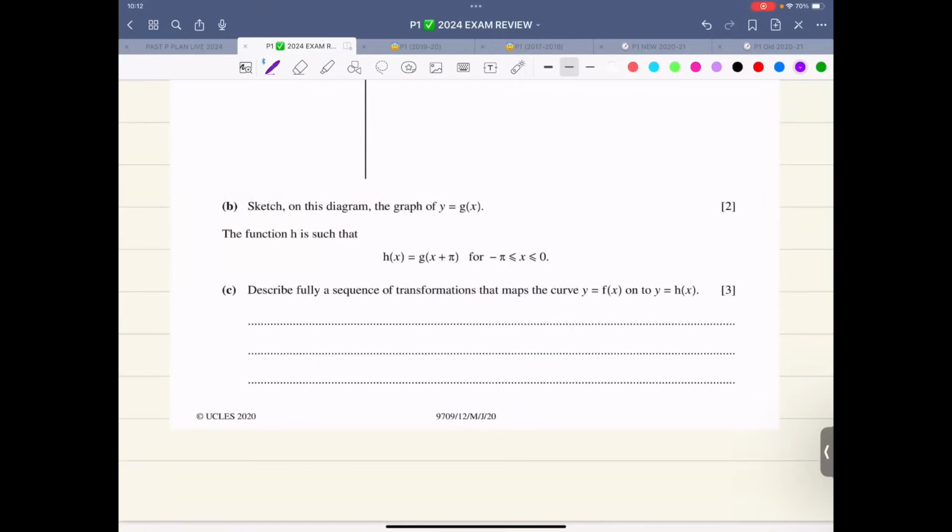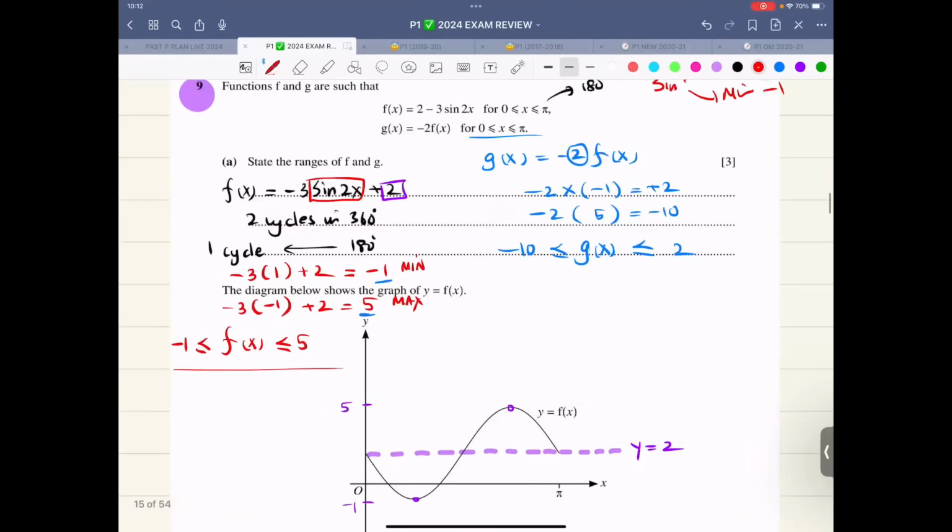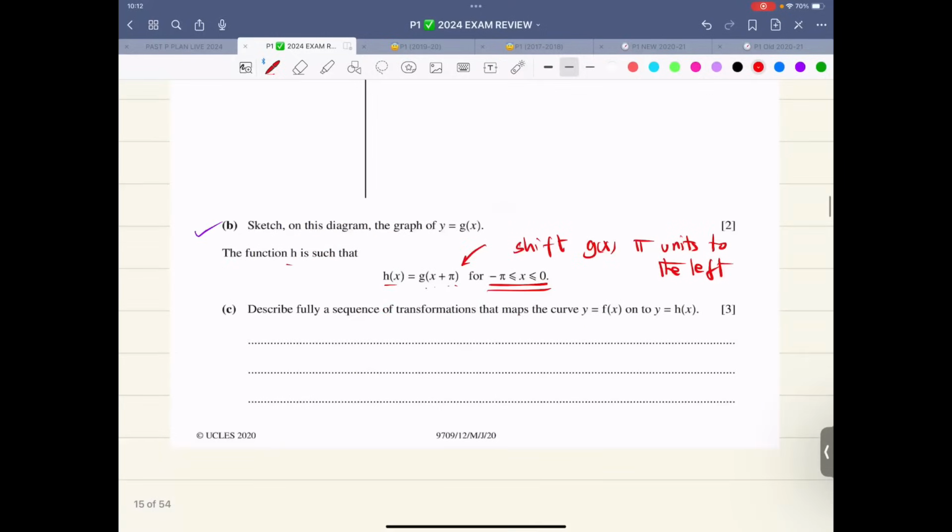Now it says, sketch on this diagram the graph. That's done. And then it says, the function h is such that h(x) is g(x plus pi). What does it mean? It means shift g(x) pi units to the left. That is the reason they have changed the range of values of x also. The range of values of x was 0 till pi. So originally, g(x) was between 0 and pi. Now over here, they have subtracted pi, so it became -pi, and they have subtracted pi, it became 0. So it has been shifted.